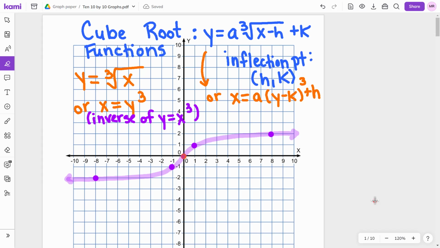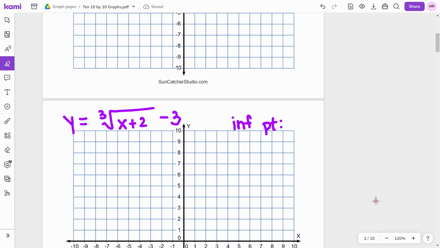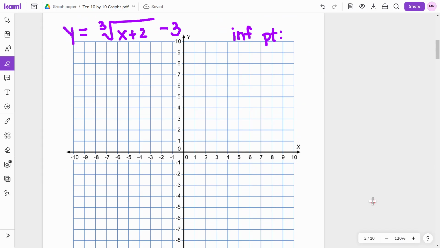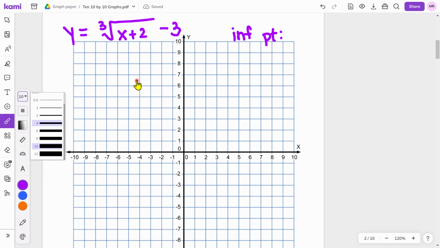Now, I'm going to be doing one that has no stretch and just is moved. So I'm going to get my inflection point by looking here. So the cube root of x plus 2, this part here, what makes this 0 is a negative 2, comma, negative 3. So that is going to be our inflection point. So I'm going to be doing a negative 2, comma, negative 3. That's going to be my inflection point.